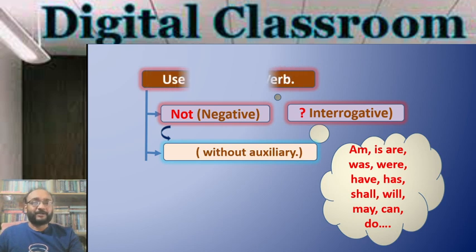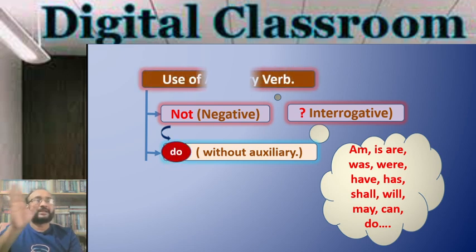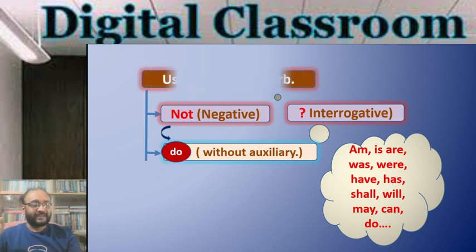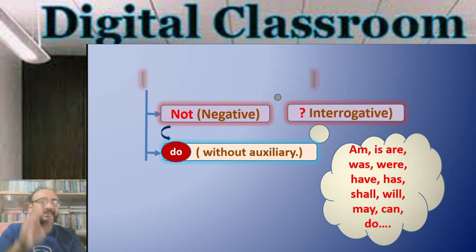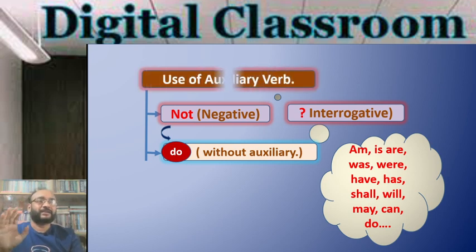If there is no auxiliary verb at that time, what will you do? Without an auxiliary verb, at that time, do will come automatically. If there is no auxiliary verb, at that time, do will come automatically.